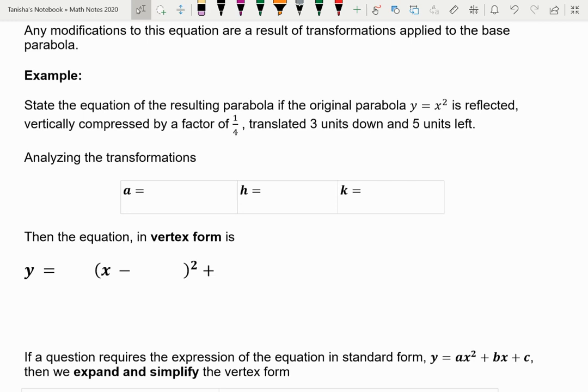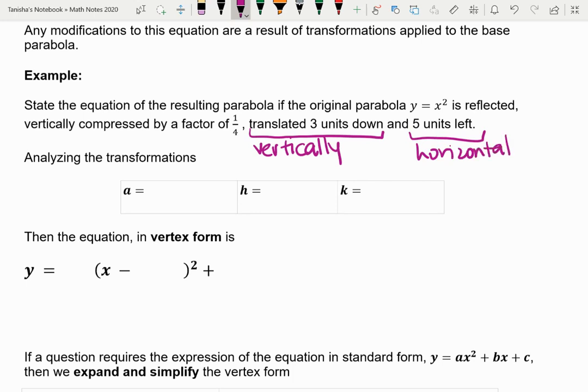Okay. And notice how in these descriptions here, it said translated 3 units down. They didn't say vertically translated or horizontally translated, but they did give us left and down, which is enough for us to figure out that it is our vertical and horizontal transformations. So let's analyze this description. First, we have a reflection, which means that our a value is going to be negative.